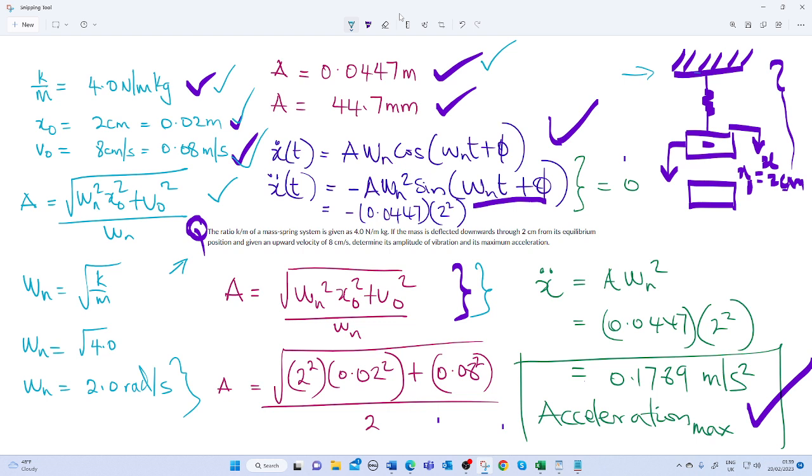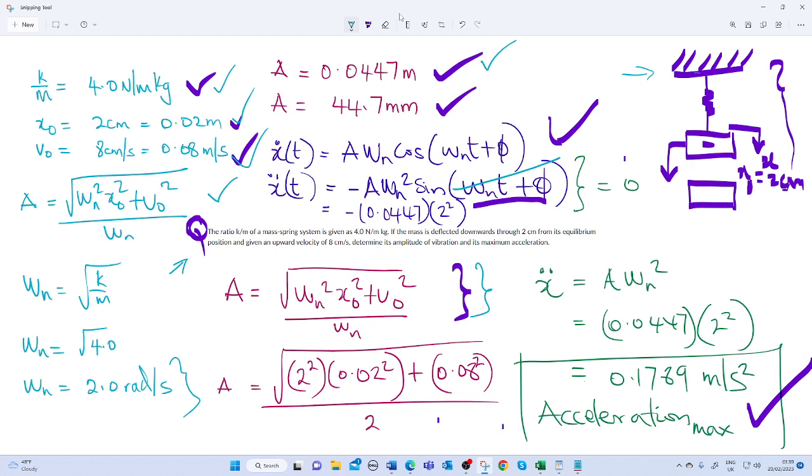So s double dot is calculated by differentiating the velocity, which is s dot. So from here, you know that for us to have the maximum acceleration, our Wn t plus phi equals 0. So therefore, it is cancelled. So the equation remains our s double dot, which is acceleration, equals A Wn squared.